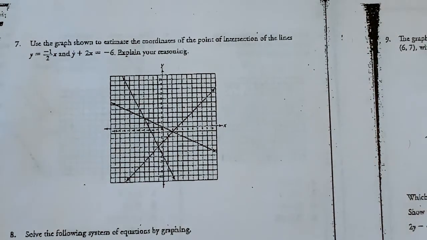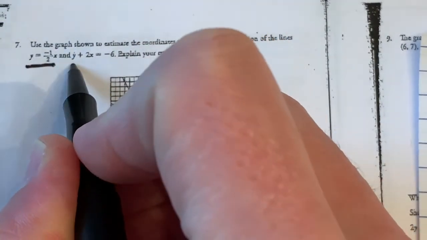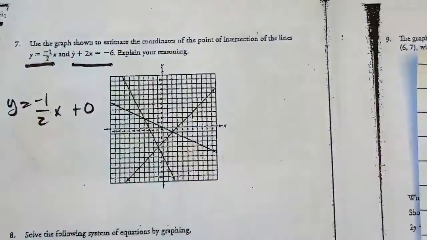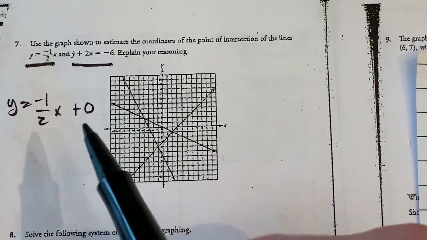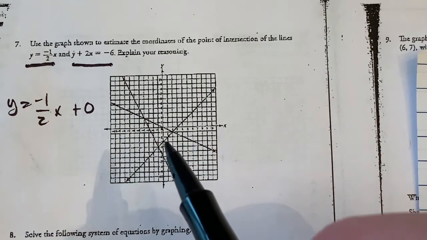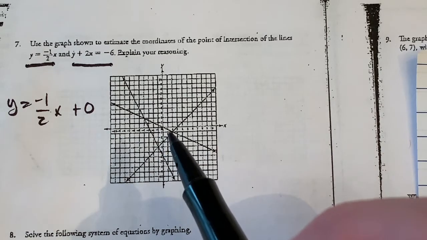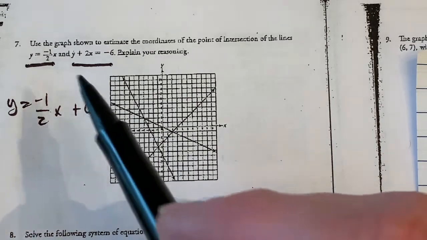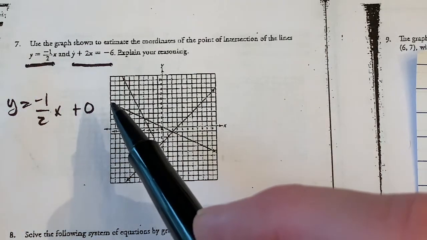Explain your reasoning. So what you want to do is find both of these lines. You need to find this line and you need to find this line. The first thing is I want you to look at y equals -1/2 x. This is really y equals -1/2 x plus 0. So pick which line actually goes through 0. Well, there's an obvious one, right? Then you're going to check if it goes down 1, right 2, down 1, right 2. So this looks to be your first line, right?